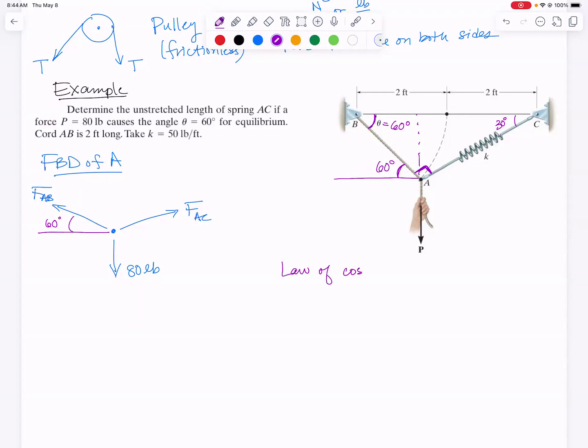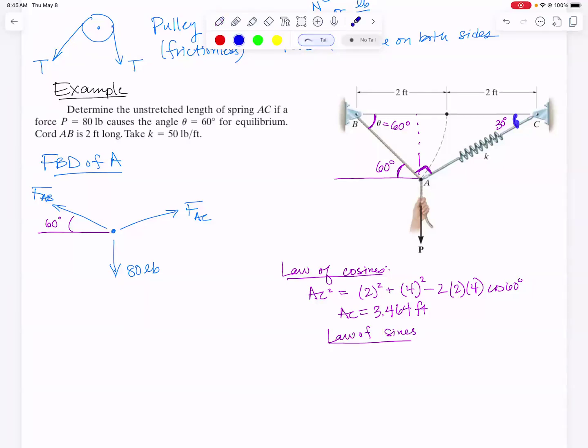Law of cosines said that side AC squared is equal to A squared plus B squared. So the other two sides are 2 and 4, minus 2 times the two sides I know, 2 times 4 times the cosine of the angle between them. So we solve for AC. Length of AC comes out to be 3.464 feet.